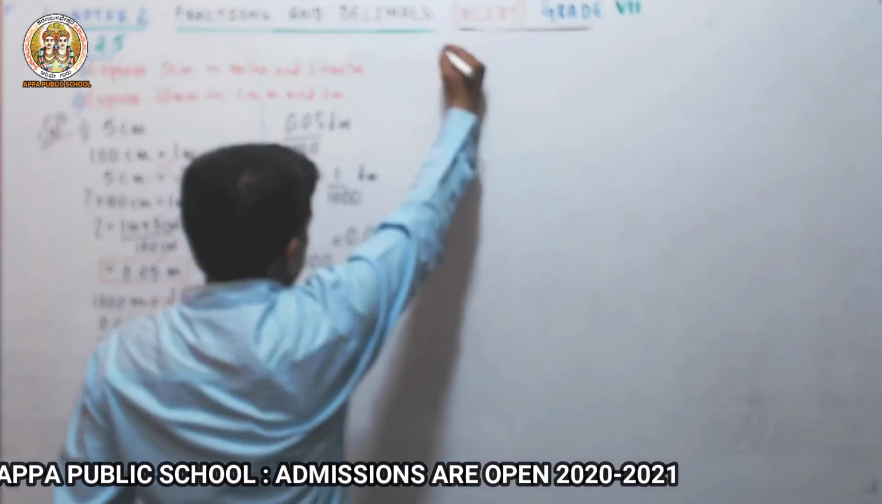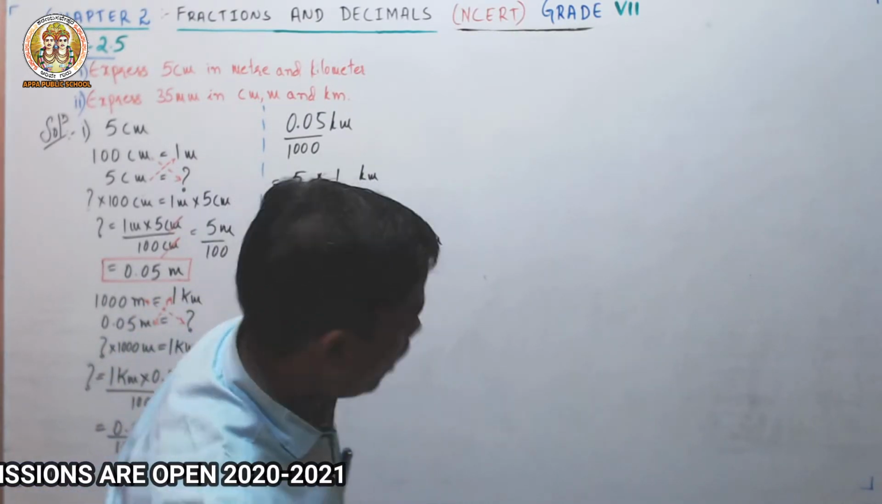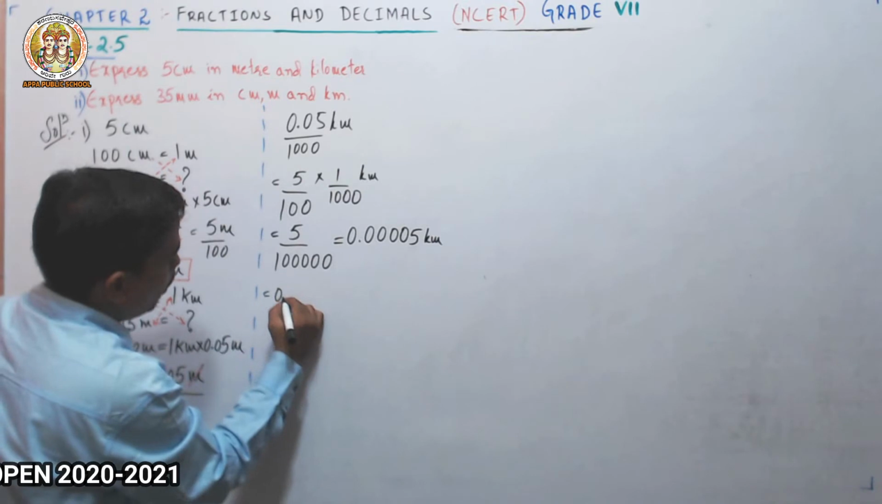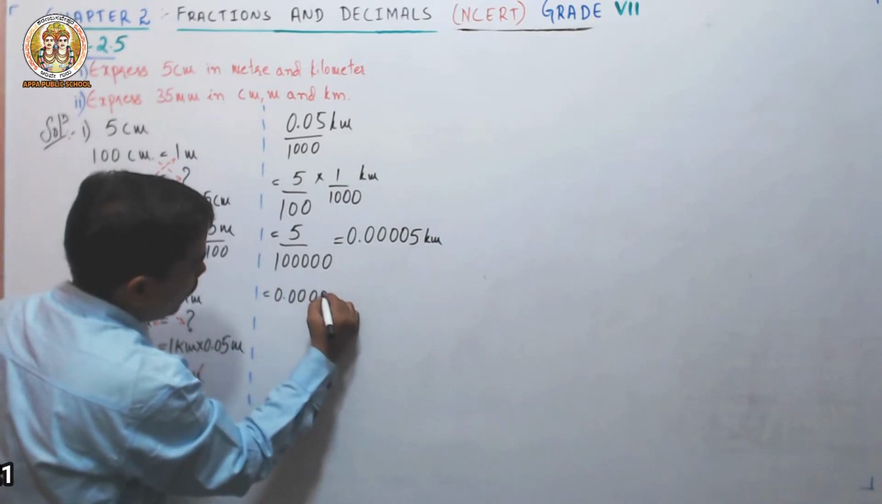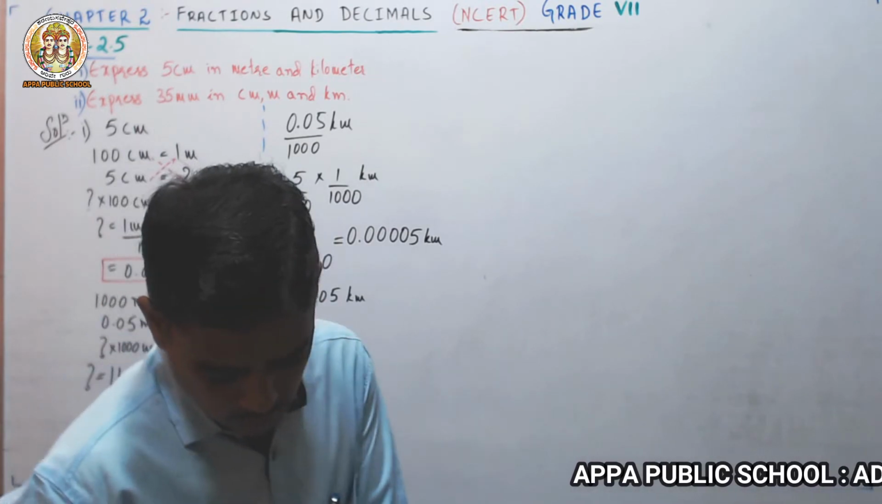The next question, I will write the answer here. How much did I get here as the answer? 0.12345 kilometer as it is. Got it? Okay.